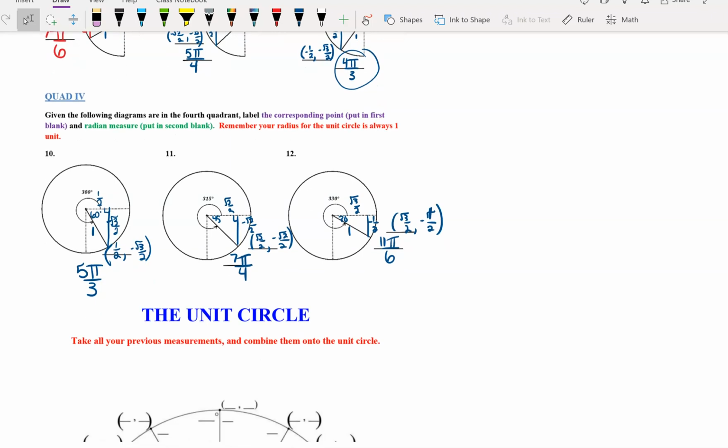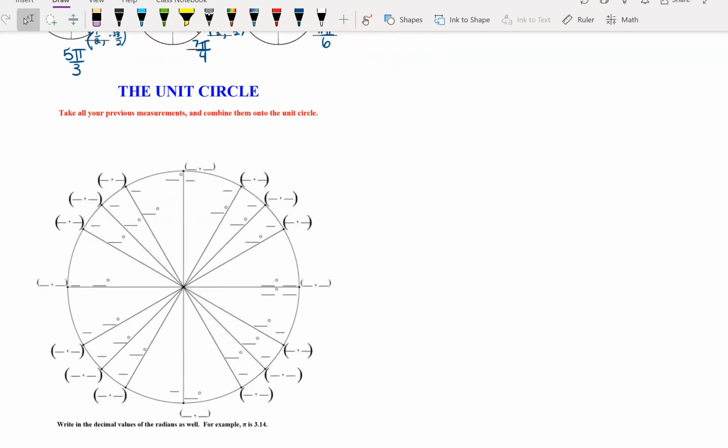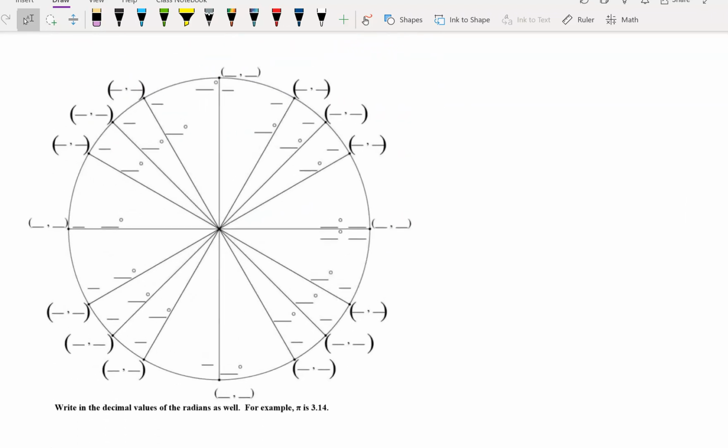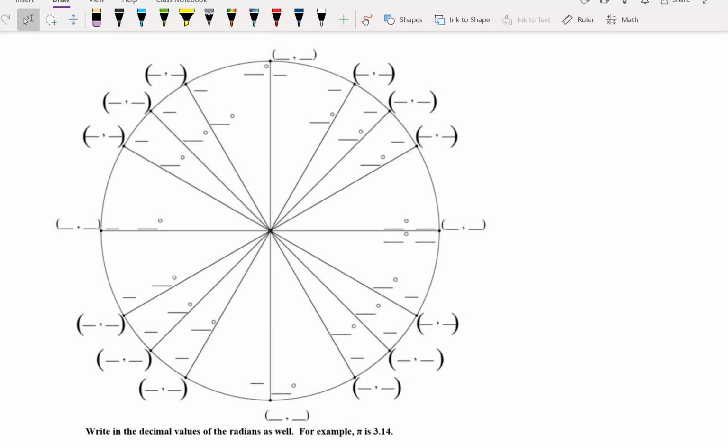All right, so now we are going to combine all of this into the unit circle. And I'm actually not going to use all of that stuff we just found. I am going to use a little trick that I like, and a lot of the trig teachers like to use to figure out all of the angles and all of the coordinate points on the unit circle.